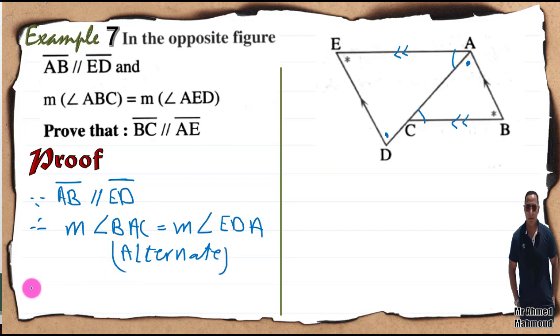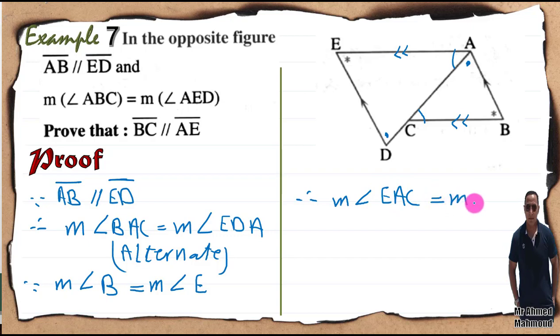Okay, and since measure of angle B equals measure of angle E, therefore measure of angle EAC equals measure of angle BCA, therefore AE is parallel to CB, or BC, because the two angles are alternate.